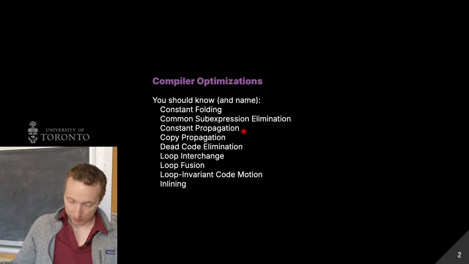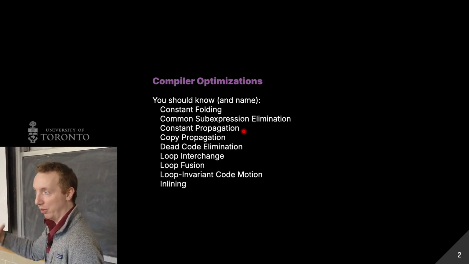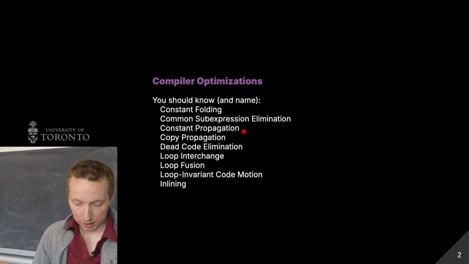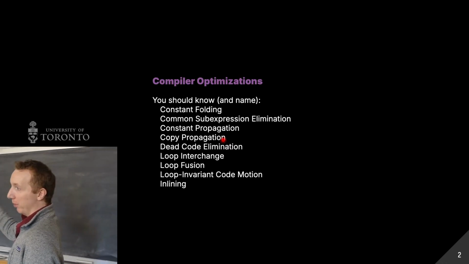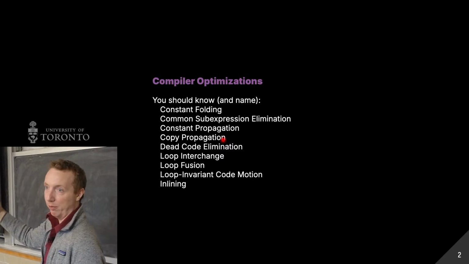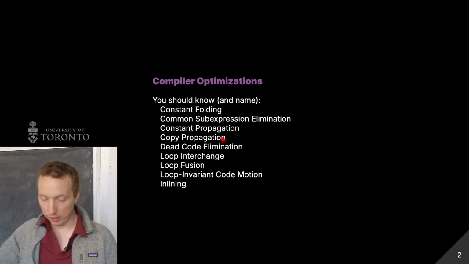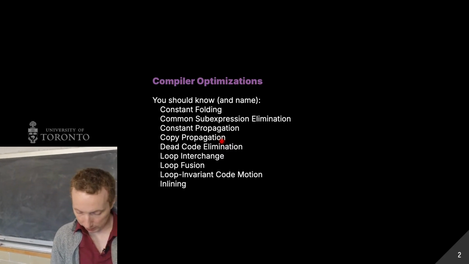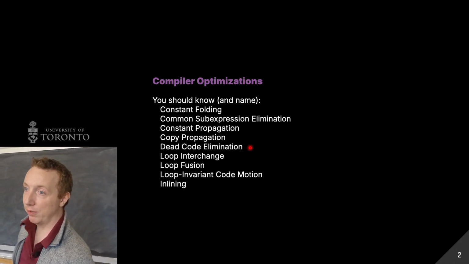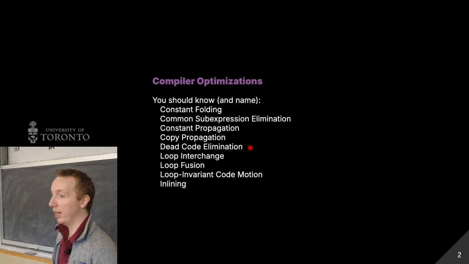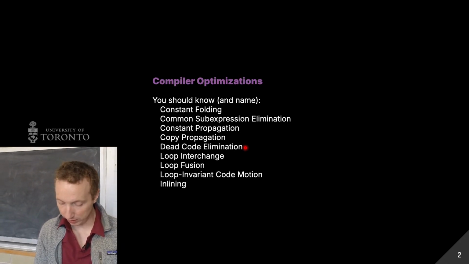Constant propagation: if you know a variable is a constant, just propagate it forward. Then copy propagation: if you have y equals x, then in place of y, you can just use x in any subsequent use. I don't actually need the other variable. Then dead code elimination should be self-explanatory. If any code is not reachable, it is dead. The compiler can just go ahead and delete it. It doesn't have to take up any instructions or anything like that.